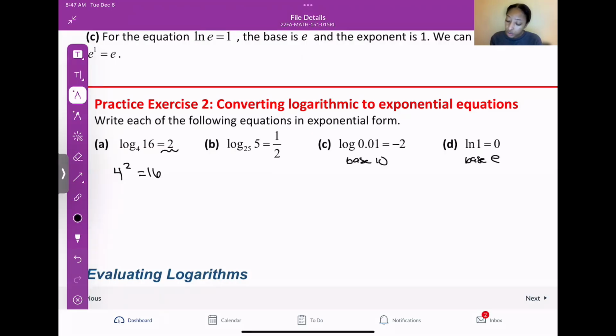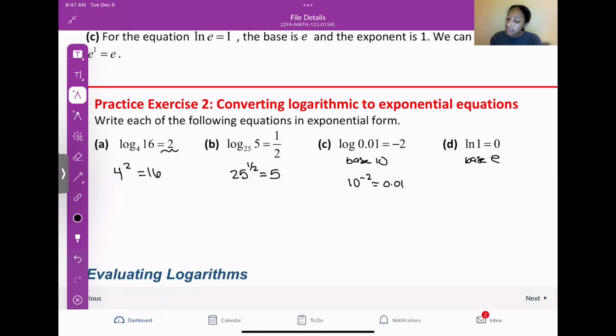For log base 25 of 5 equals 1/2, this would be 25 to the 1/2 power equals 5. Again, check these to make sure they make sense. 25 to the 1/2 power is the square root of 25. That does equal 5. For part C, log of 0.01 equals -2. This is the common log because no base is written here. So that's 10 to the -2nd power equals 0.01. That's true. That's 1/100th.